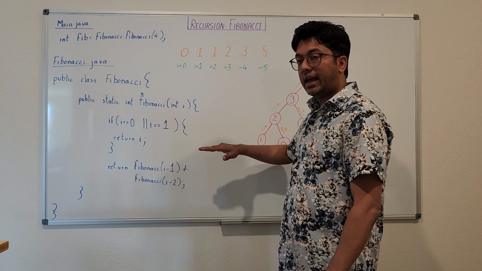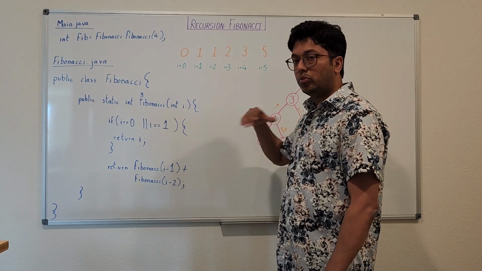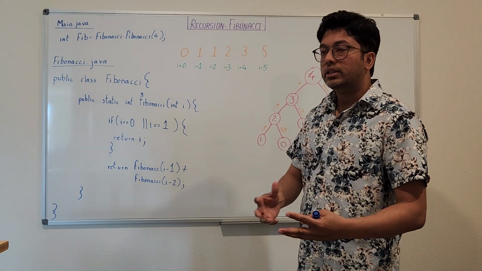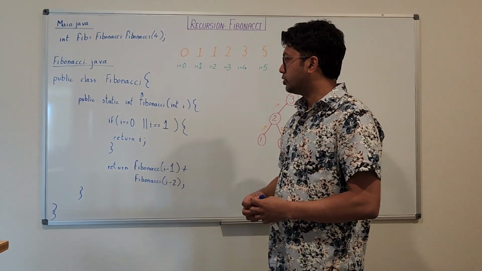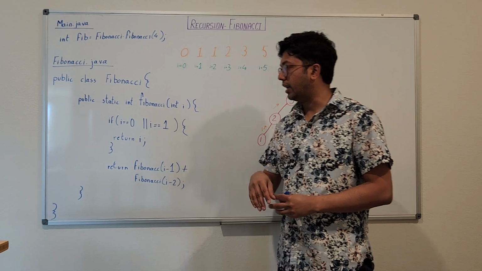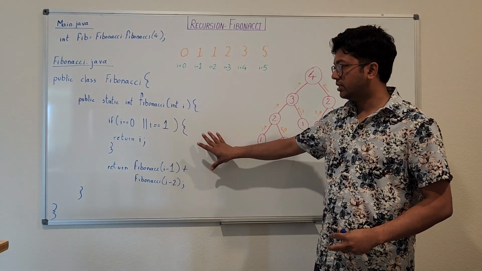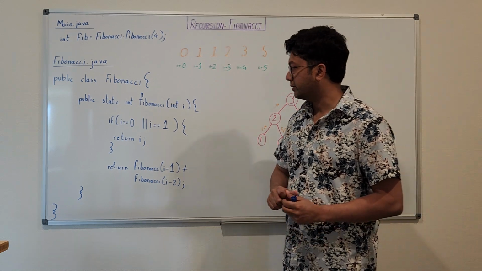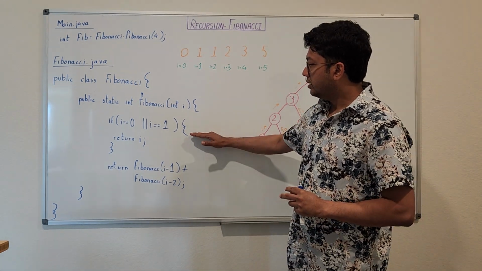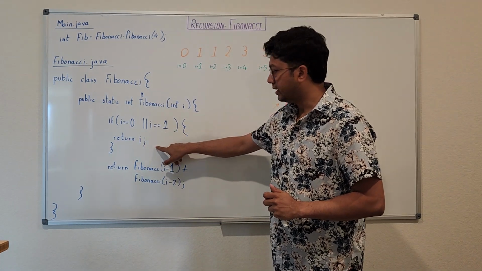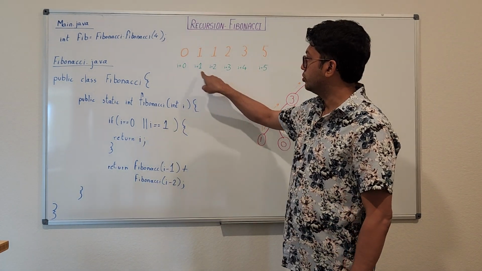Just a disclaimer, I haven't added memoization here. Memoization is something where you store previous results to reduce the number of computations you need to do. In the description below, I'll have the code with memoization, but this is to keep it simple, just the recursion part of it. So here, if i equals 0 or i equals 1, return i. This is our base case, which is these two.